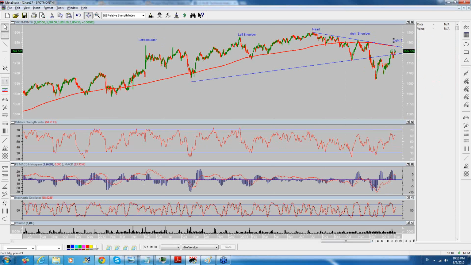If you look at the big picture here now, you can see it is a head and shoulder. So the shoulder line, the shoulder line has been broken on the previous downtrend. Here, this is the left shoulder.